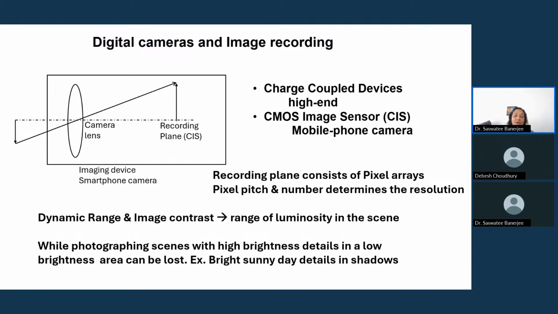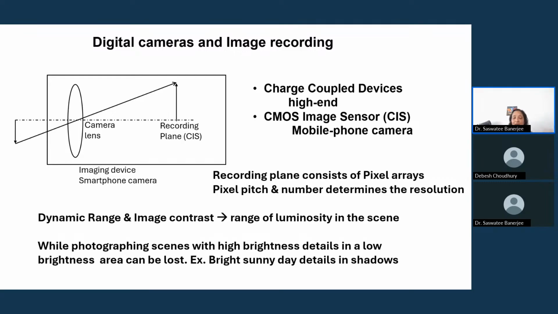Now, there is another interesting thing, which is dynamic range and image contrast. What we are talking about here is the range of luminosity in the scene. If you have very bright and less bright regions, what can happen? This is something we all have seen. Your scenes have a high brightness region and a low brightness region, so you can lose some of the details in the low brightness region.